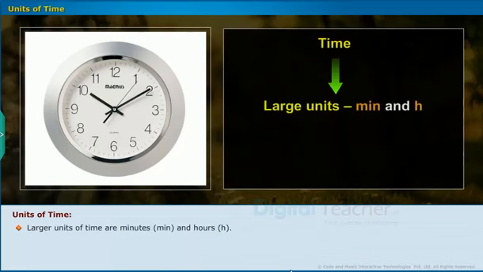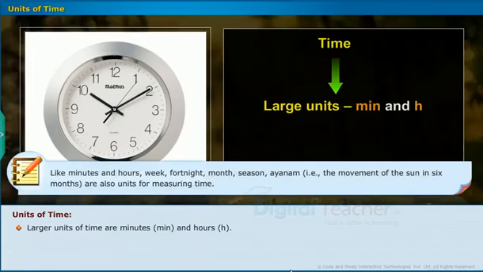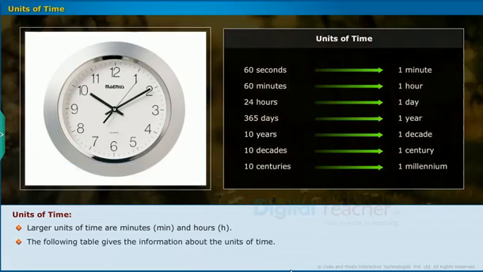Larger units of time are minutes and hours. Note, like minutes and hours, week, fortnight, month, season, ayanam, that is the movement of the sun in 6 months, are also units for measuring time. The following table gives the information about the units of time.